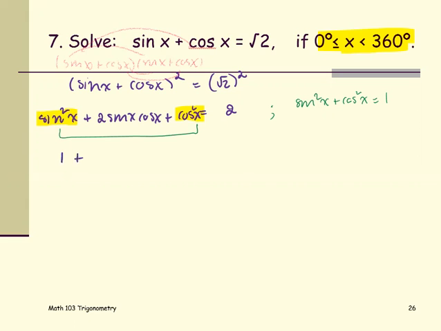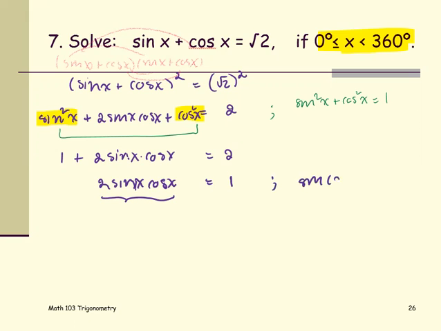The equation becomes 1 plus 2 times sine x times cosine x equals 2. And then subtract 1 from both sides of the equation. We have 2 times sine x times cosine x equals 1. On the left hand side, we have the form of 2 times sine x times cosine x, which is the sine of the double angle. Make a note here: sine of 2x equals 2 times sine x times cosine x.